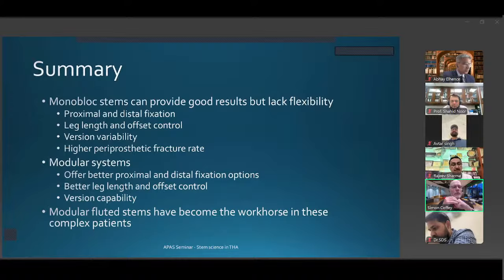So modular stems offer better proximal and distal fixation options. They do offer better leg length and offset control and give you the capability for much better version control. And in my opinion, modular fluted stems have become the workhorse in these complex patient groups. Thanks very much for your attention.